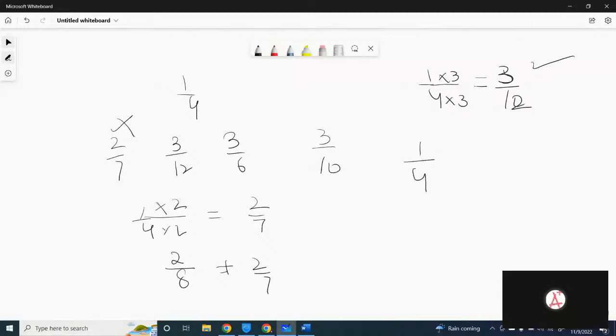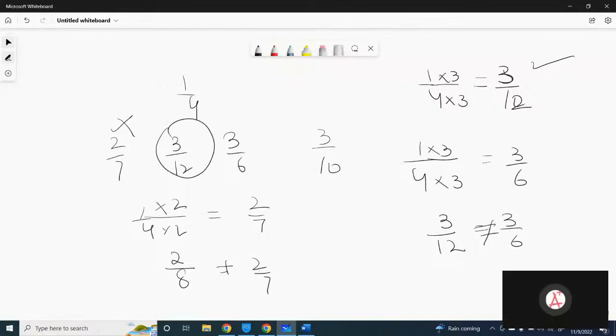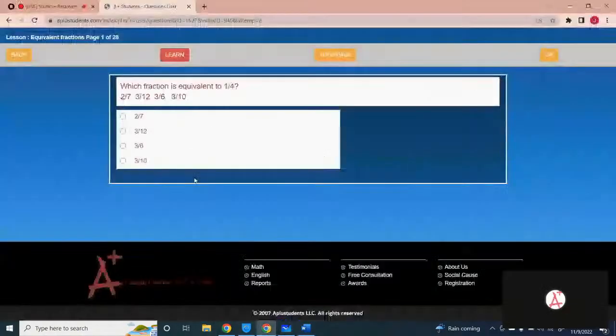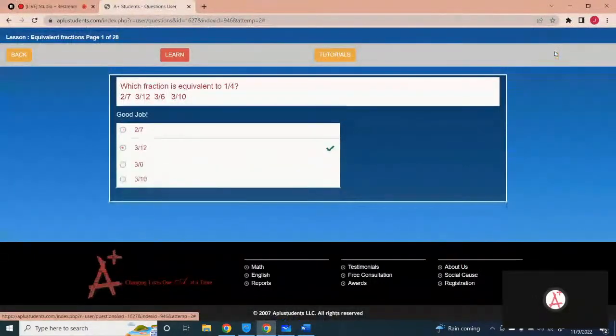Just look at this one. 3 over 6 means 1 times 3 makes 3, so you multiply the numerator by 3. So 1 times 3 is 3 and 4 times 3 is 12. 3 by 12 is not equivalent to 3 by 6. Got it? You have just one equivalent, that is 3 over 12. Got it, everyone? It would be 3 over 12. Just select the correct option and then click on the OK button.